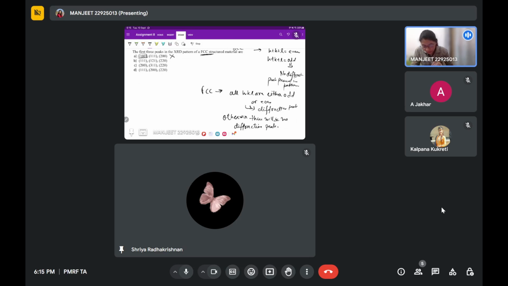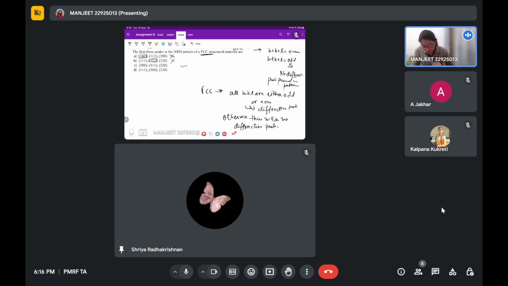If I go to the B part, this is 111, 121. Here again it is mixed behavior, so there is an absence corresponding to this part, and this is also the incorrect option. In the C part, 200, 311. These are all even, these are all odd, and these are also even. So this is correct. These are the allowed HKL values for an FCC structure material.